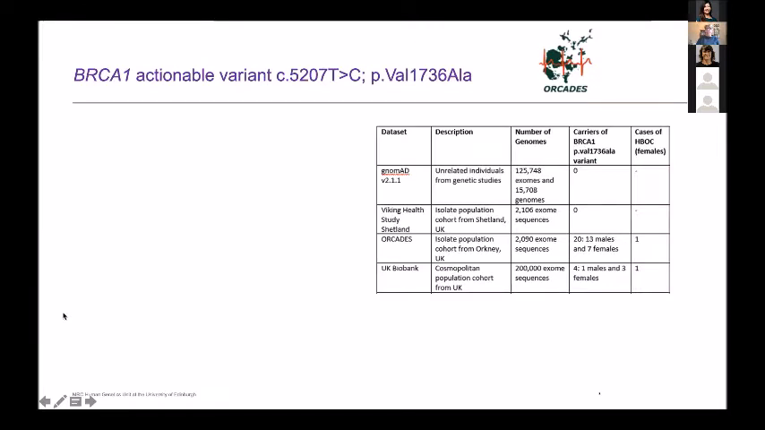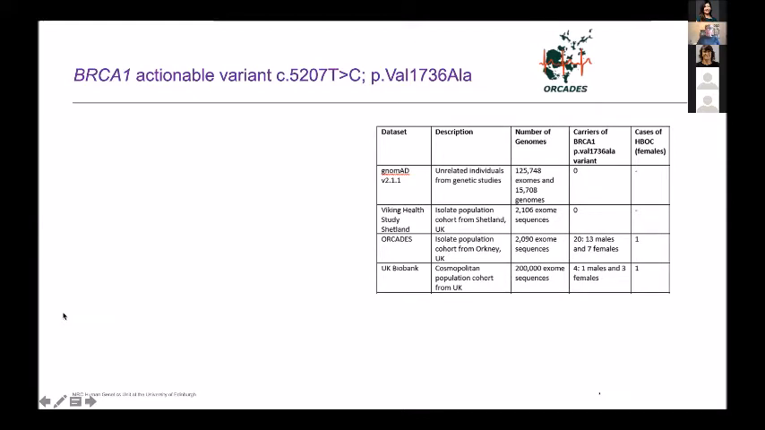And another amazing resource that's freely available online is a thing called gnomAD, which has collected the sequence data from, well, ever-increasing numbers of research volunteers. And it's browsable in a way that the individuals are not identifiable. And in 140,000 people, there were no instances of our particular actionable variant. It also wasn't found in our 2,000 people in our Shetland cohort, but we had 20 instances in Orkney.